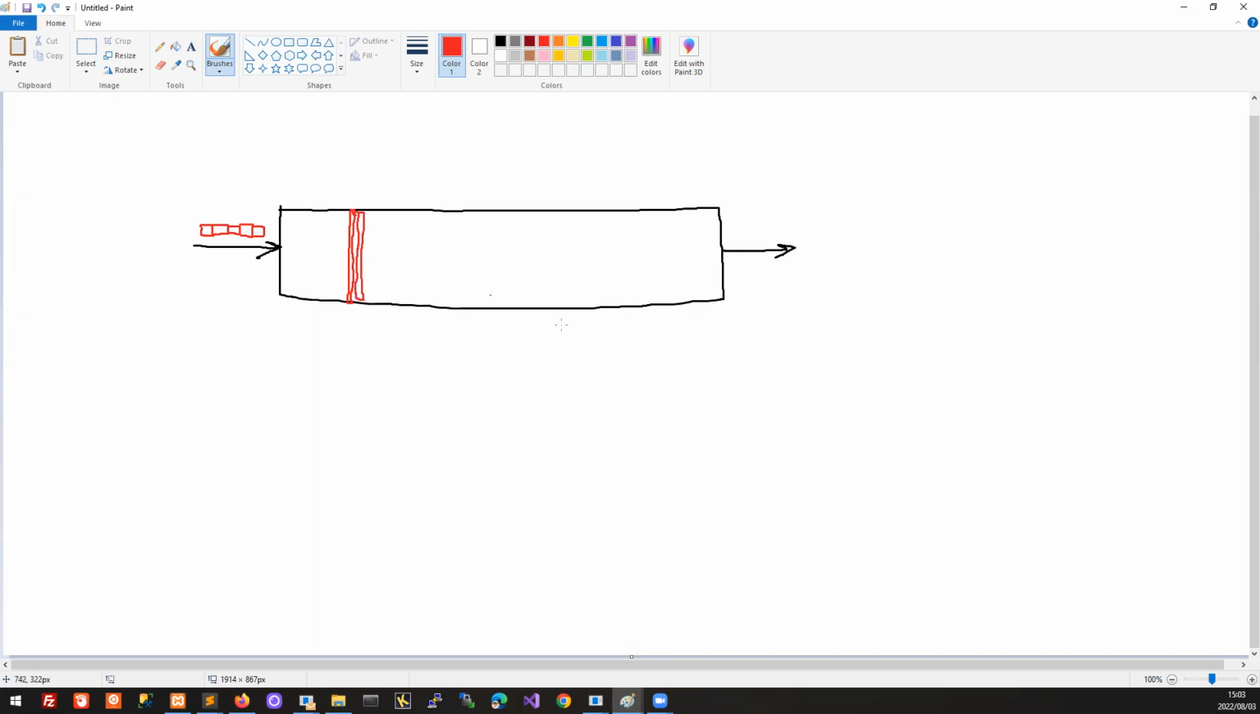And by plug, we do mean a couple of specific things. So we mean that in this plug, everything is perfectly mixed radially. So you've got the same concentration across this plug in terms of the radial direction. But in terms of the axial direction, the concentration will differ. So if you were to look at the concentration across the different plugs, you may see something like this.